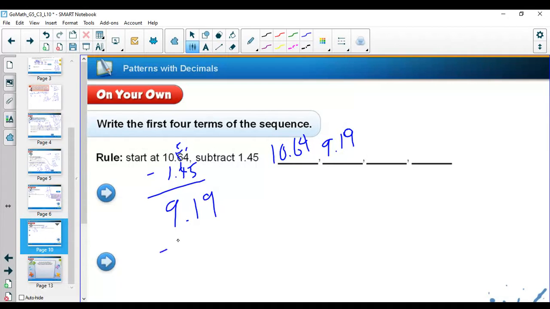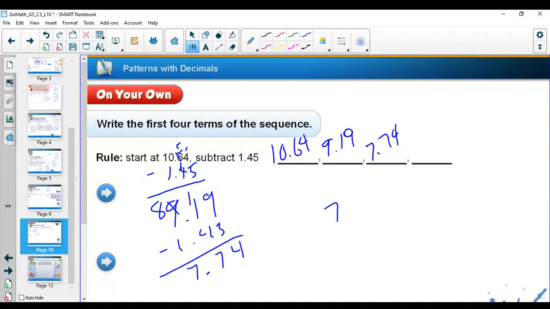Going to subtract 1 and 45 hundredths. Again, 9 minus 5 is 4. Do some regrouping, right? 11 minus 4 is 7. But my decimal answer, 8 minus 1 is also 7. So my third term is 7 and 74 hundredths.